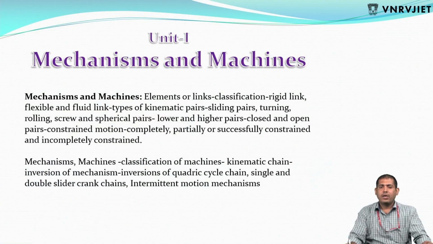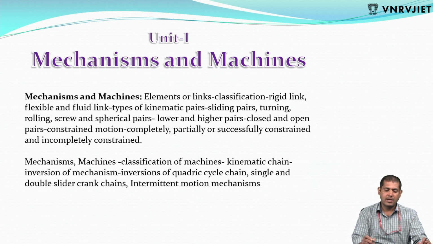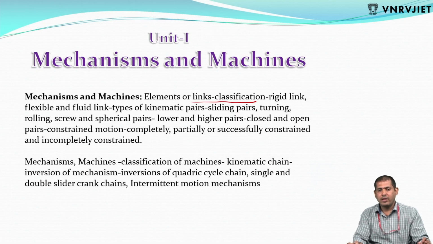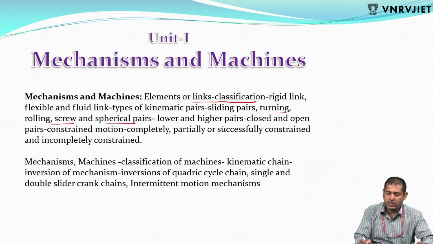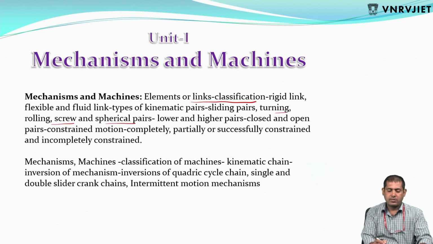Okay, let's move on. Here we first discuss the general topics when we start kinematics of machinery, so that we keep them in one place. Here: mechanisms and machines, elements or links and their classification, rigid links, flexible and fluid links, types of pairs, turning, rolling, screw and spherical pairs, lower and higher pairs, closed and open pairs, constant motions, completely, partially or successfully constant motions, and incomplete constant motions. This is the first half.